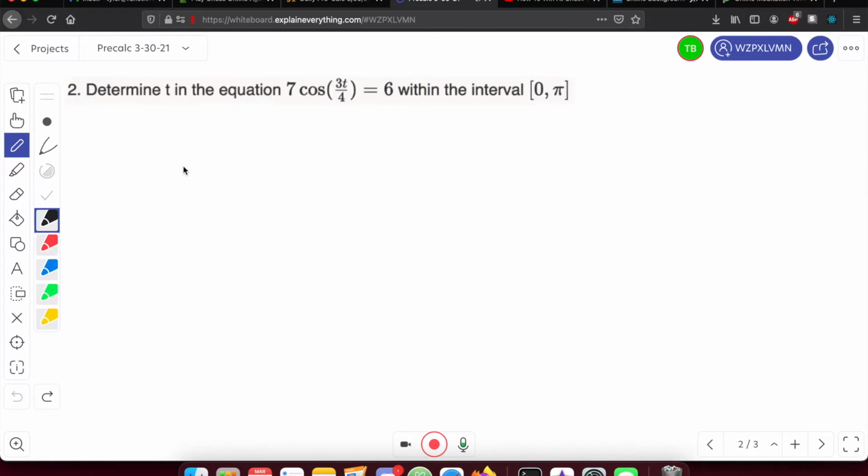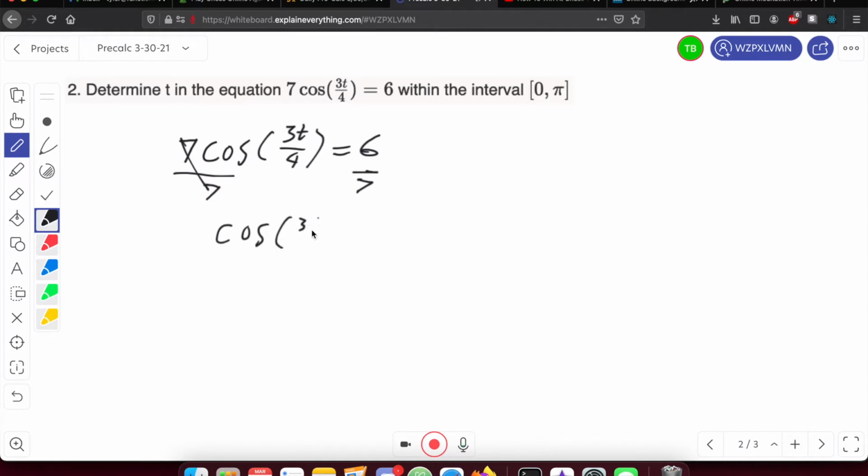7 cosine of 3t over 4 equals 6 within the interval 0 to pi. So we're going to rewrite this. 7 cosine of 3t over 4 is equal to 6. And really, this is a matter of just solving. So divide both sides by 7. This cancels out. We have cosine of 3t over 4 is equal to 6/7.